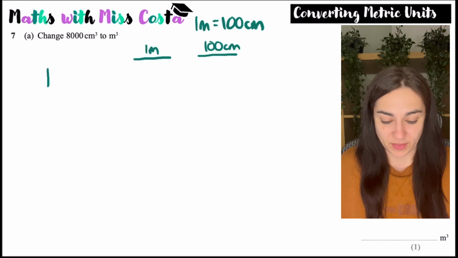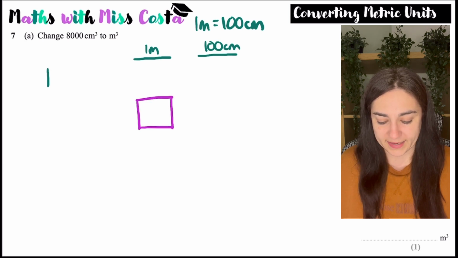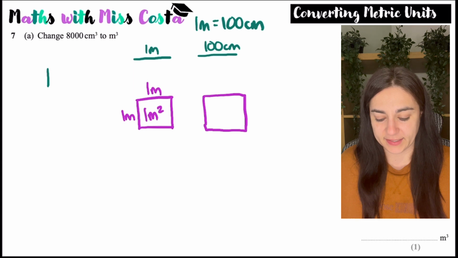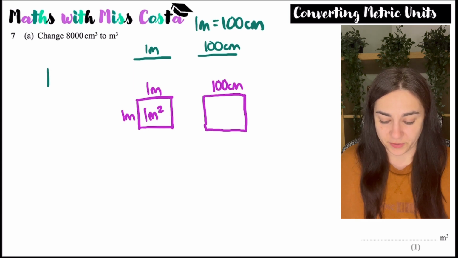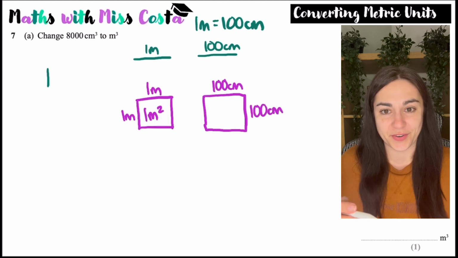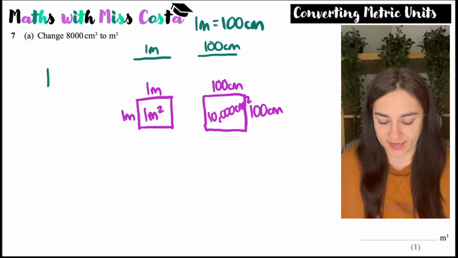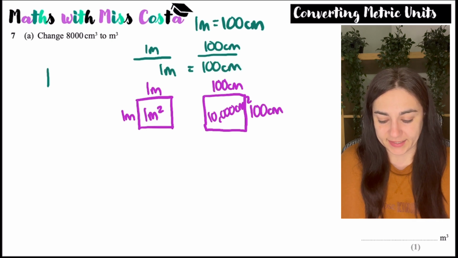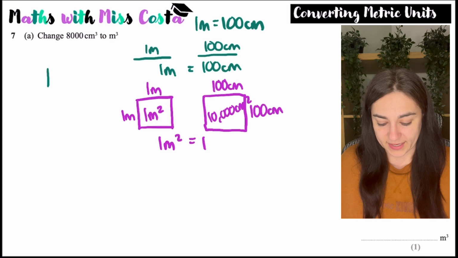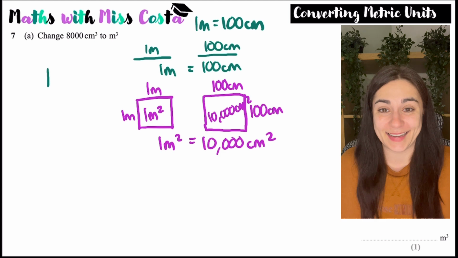But that's only when I'm dealing with lengths. When I deal with area, it gets a little bit more complicated. So if I think about it, 1 meter by 1 meter gives me 1 meter squared. But in terms of centimeters, 1 meter as a length would be 100 centimeters. So 1 meter squared is equivalent to 100 centimeters by 100 centimeters, which is 10,000 centimeters squared. So even though 1 meter equals 100 centimeters, when it comes to area, 1 meter squared is actually 10,000 centimeters squared. And when it comes to volume, it gets even larger.